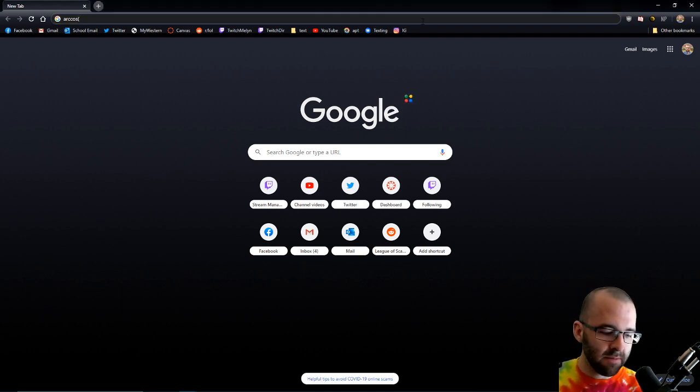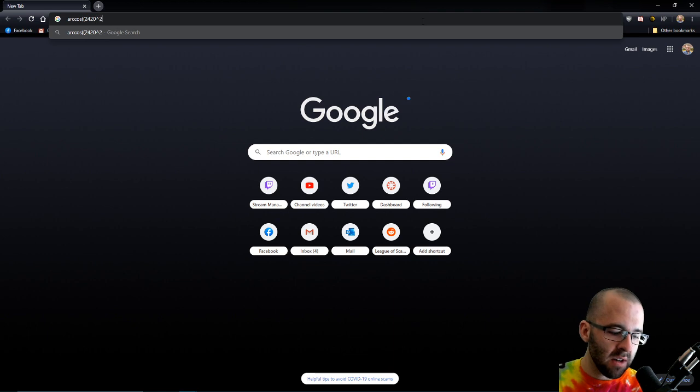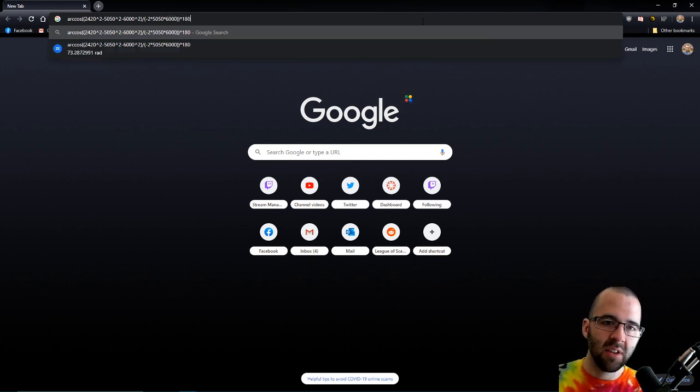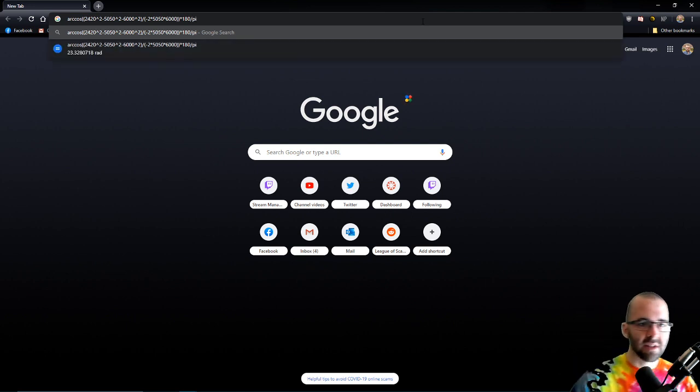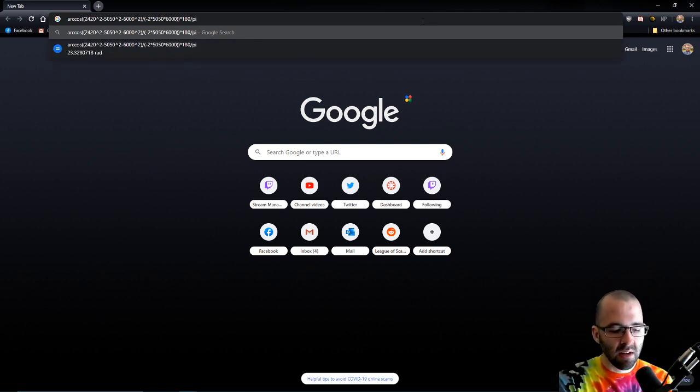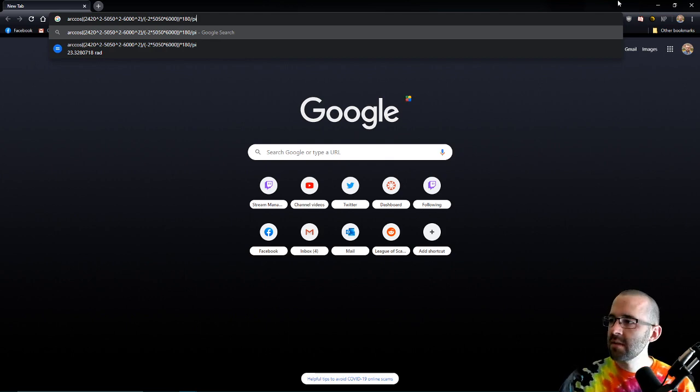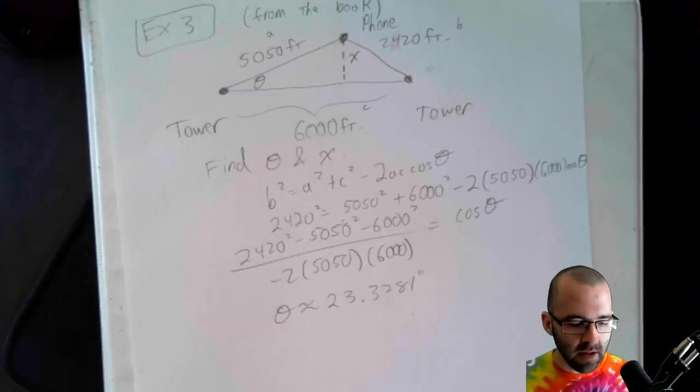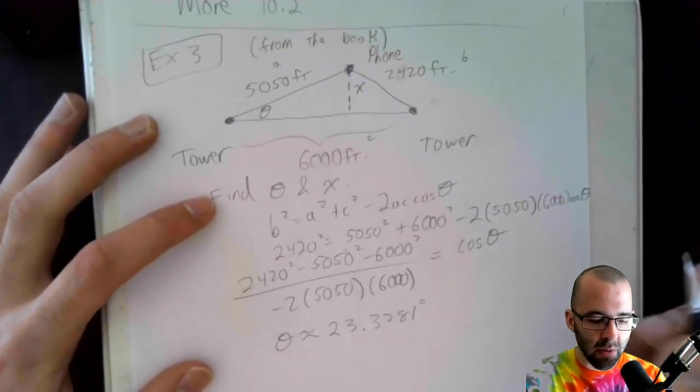The inverse cosine of the numerator, 2420 squared minus 5050 squared minus 6,000 squared, divided by the denominator, which is -2 times 5050 times 6,000. All right, and then again, make sure it's in the right mode. So it needs to be in degrees here. And you're going to get 23.3281 degrees. All right, or again, about 23.3 degrees.